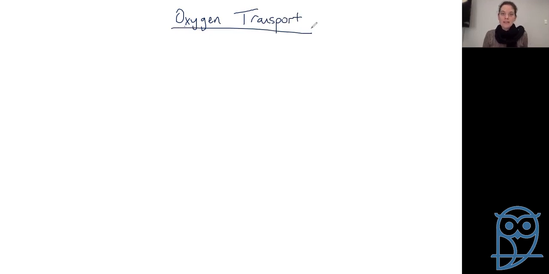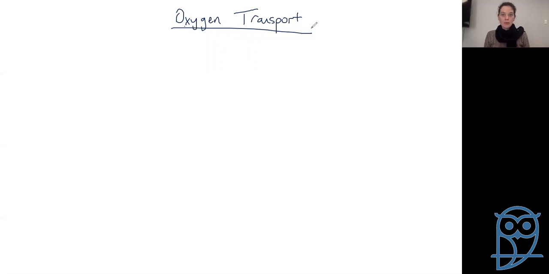Oxygen transport is our focus for this morning's lesson. And what we're looking at here is how hemoglobin is so perfect for transporting oxygen. There are a few features that make it the best and really efficient, which is something that we need when we're transporting oxygen throughout the body.